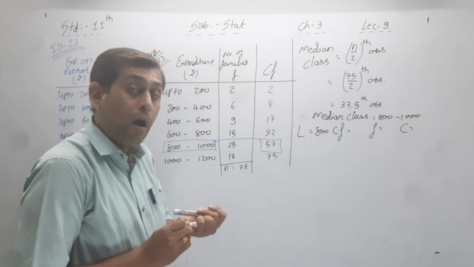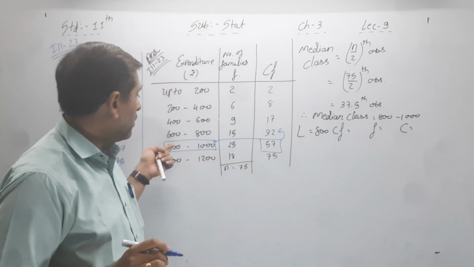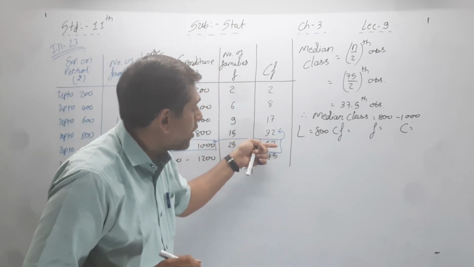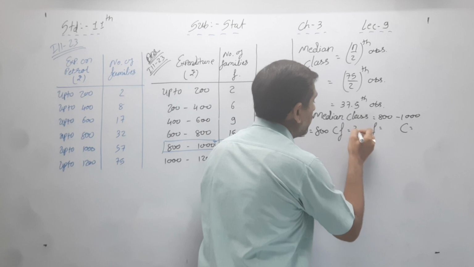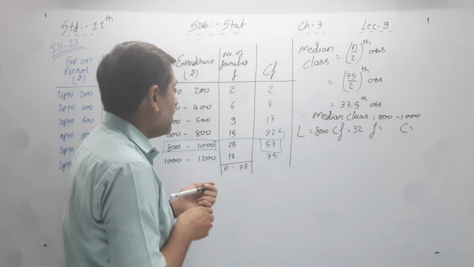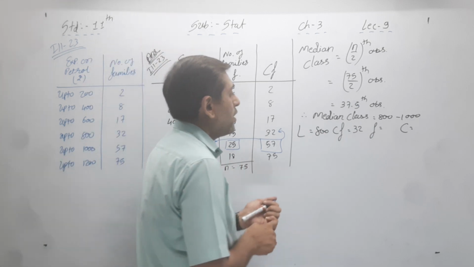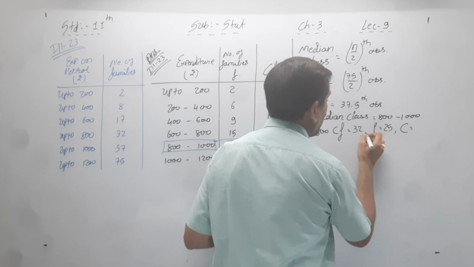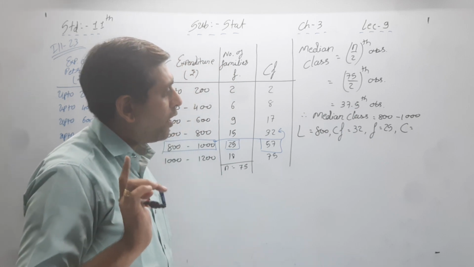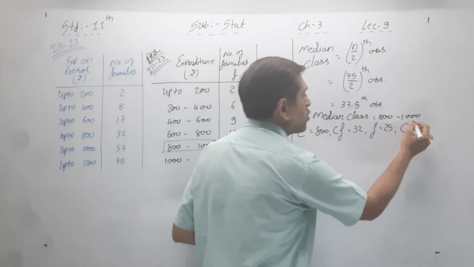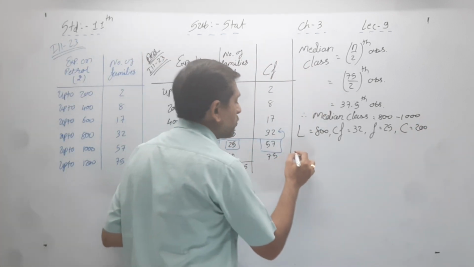CF means what? Upper class cumulative frequency. The cumulative frequency of the class preceding your median class, you have to take that, that is 32. And F is the frequency of the median class, that's why here the frequency is 25. C, that is class length or class interval, again it is 800 to 1000, that is 200. Okay, it is very easy. Now just put the values into the formula.